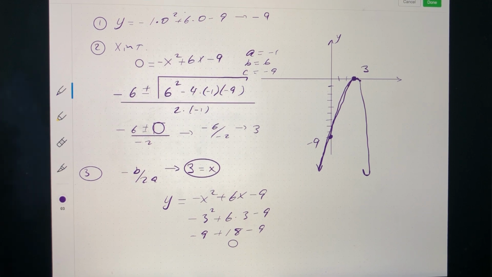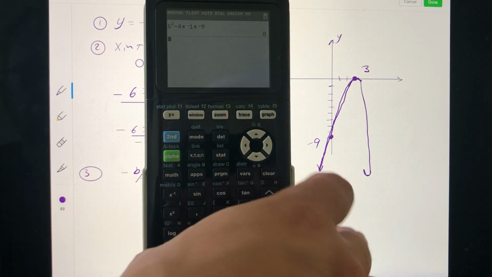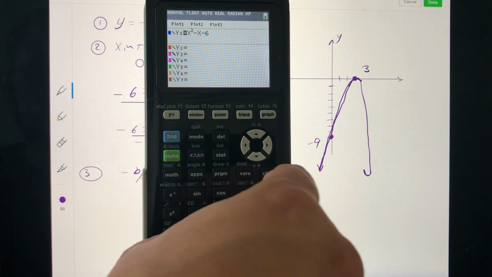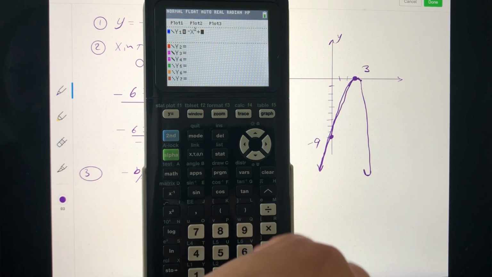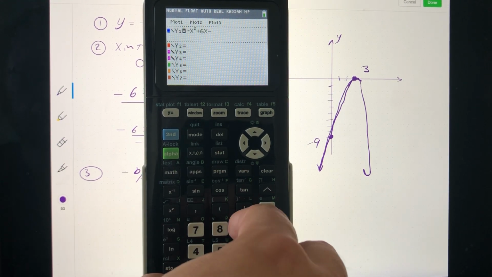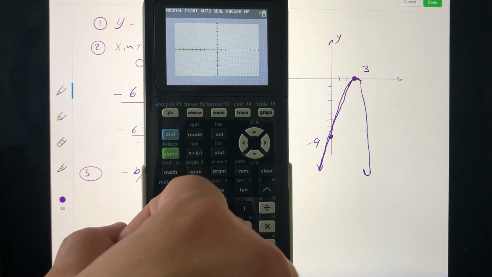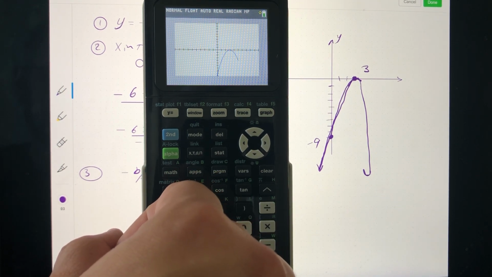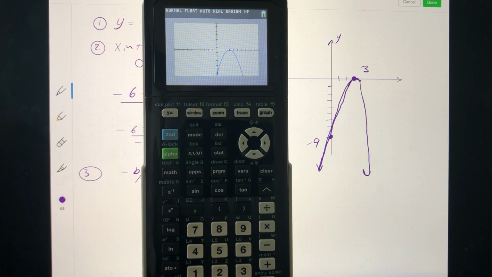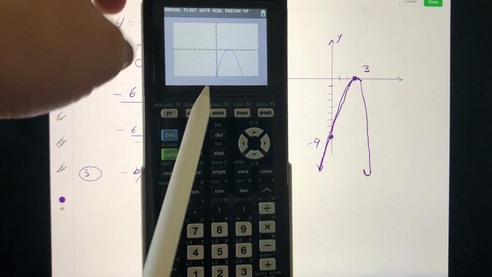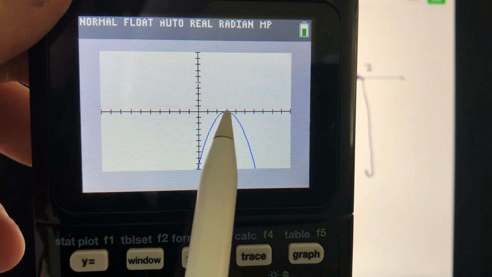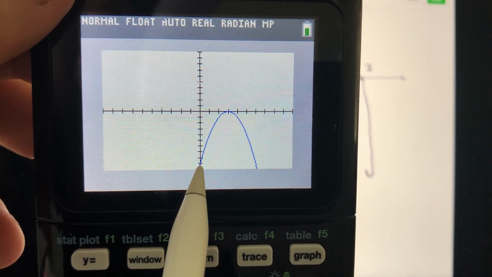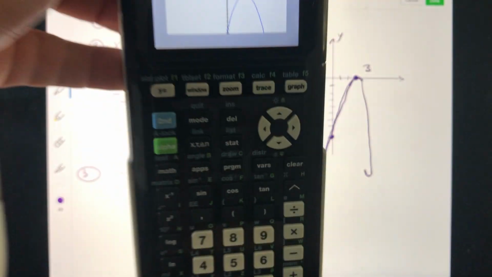Now let's do it with a calculator and see how close or far we really are. So here is the original, negative x squared plus 6x minus 9, and here comes the picture. Eventually, there it is. So the picture says that it actually looks fairly close. Here it is, and if we count 1, 2, 3, that actually is 3, 0, and it crosses at negative 9. So it actually is exactly correct.